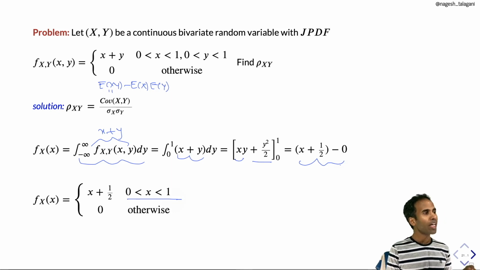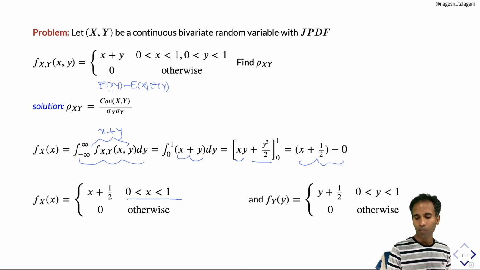Here in the joint PDF, there is a symmetry in x and y. So we can say immediately that the PDF of y is also y plus 1 by 2 for 0 less than y less than 1, 0 otherwise. That means x and y have the same probability distribution.